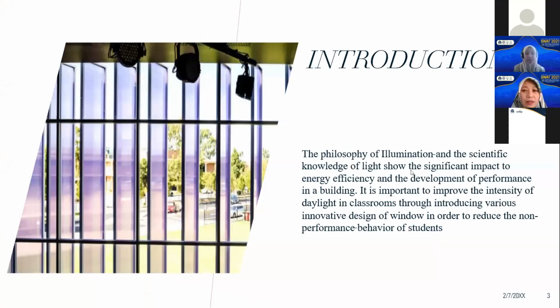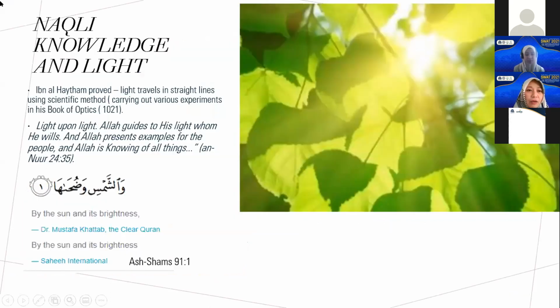We are combining the philosophy from the Quran and Sunnah, from physics and from architecture. The philosophy of illumination and scientific knowledge of light was developed by our previous Muslim scholars. This is to improve the intensity of daylight in classrooms through introducing various innovative window designs. Nowadays, people highlight the daylight and the design itself, but we sometimes neglect that the knowledge of light from Ibn al-Haytham already proved that light travels in straight lines using the scientific method.